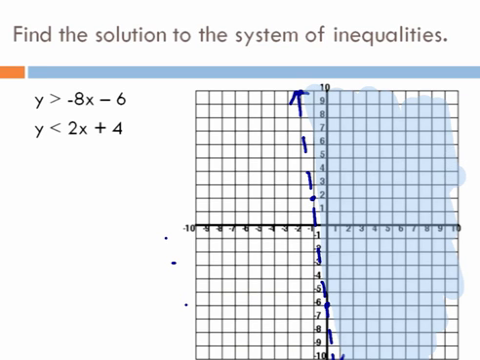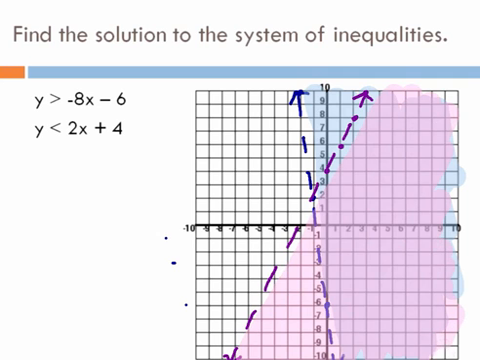Alright, and then the next one, I'll do it in purple, is y is less than 2x plus 4, so we'll start at +4 on the y-axis. Up 2 over 1 and up 2 over 1, since the slope is 2 or 2 over 1. This again is going to be a dashed line, and this time it's a less than symbol, so we're going to be shading below.